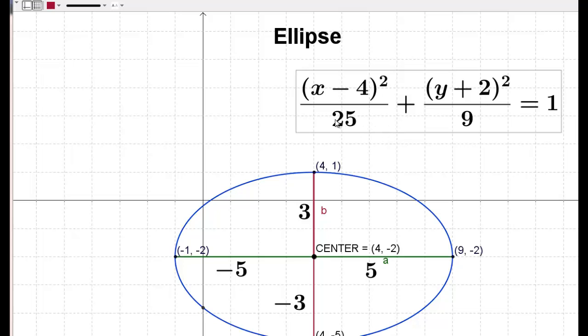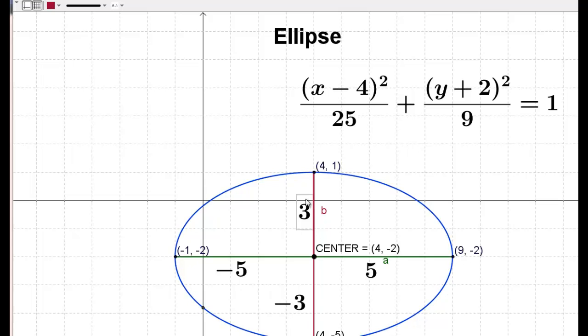We see, again, this is the same ellipse as before, so a squared is 25, which makes a, the semi-major axis, 5. b squared is 9, so b, the semi-minor axis, is 3. So we're going to go to the right 5 and up 3 from the center, and then down 3 and to the left 5 from the center to get our 4 points for the ellipse.